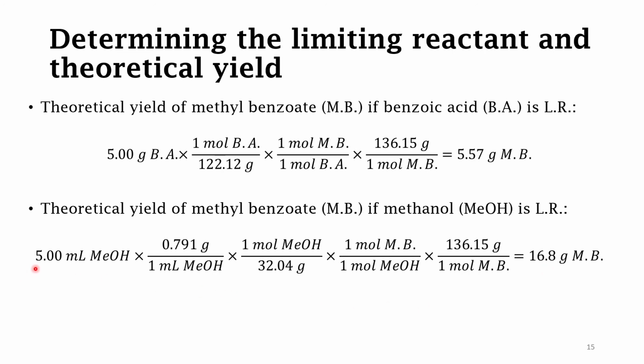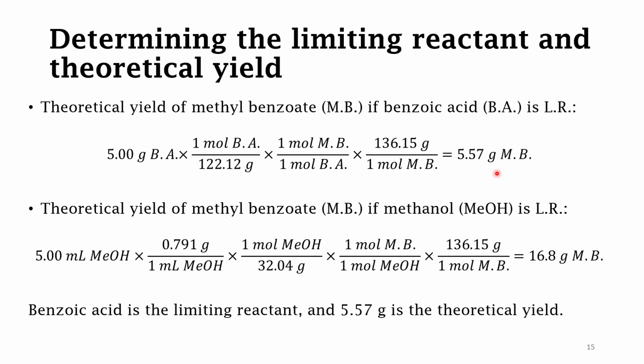And again, we paid attention to significant digits. We had 3 in our starting volume, so we have 3 in this theoretical yield. And we can see that the methanol could potentially form a lot more methyl benzoate. So that means that this is present in excess. So that tells us that the benzoic acid is our limiting reactant, and this is our theoretical yield, the 5.57 grams. And so now we're just one step away from our percent yield calculation.